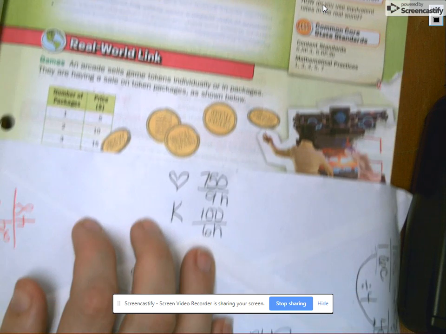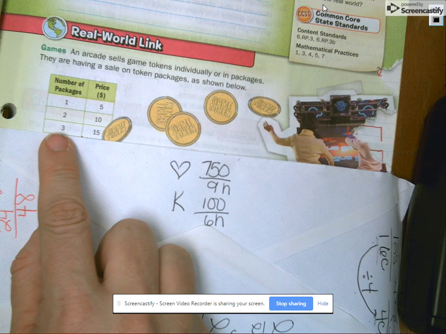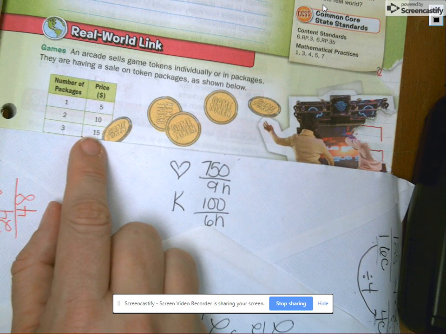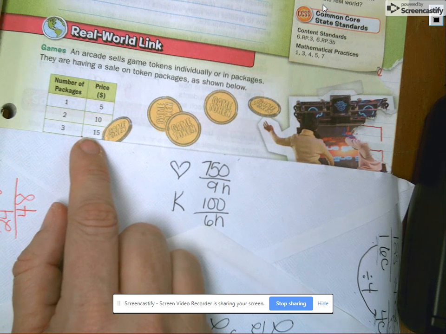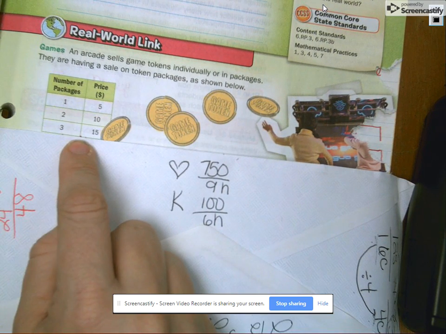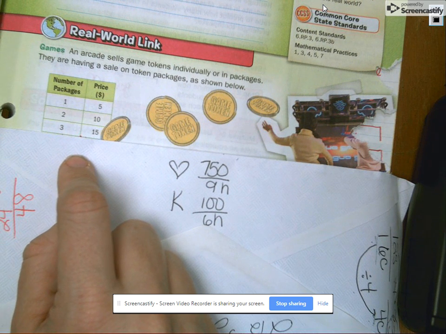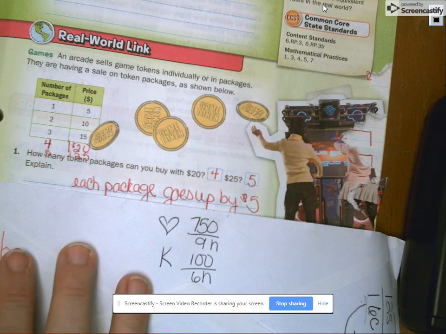Okay, now that you've discussed it, hopefully you saw that for every one package, the price goes up $5. So keeping that in mind, please pause the video now and try to answer number 1. How many token packages can you buy with $20 and how many for $25? There are 2 ways you could do this. You could figure it out in your head, or you can continue on this chart if you'd like. Go ahead and pause the video now and see if you can figure it out with a partner.